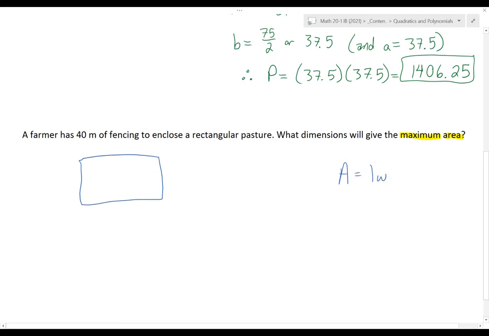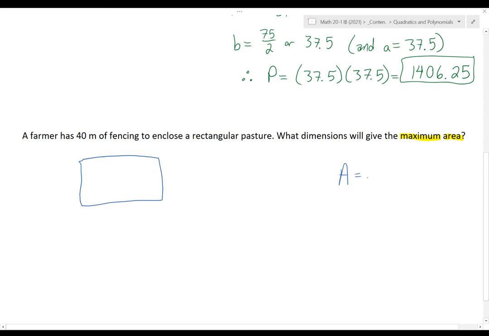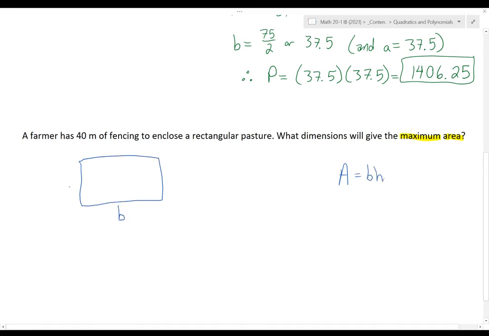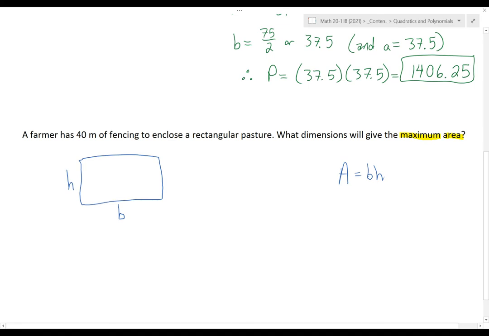We know that area is base times height, depending on how you want to show it. I'm actually going to use base and height because then my L doesn't look like a 1. In my rectangle, let's say that is B and that is H. I don't have to write a sentence defining these variables if I'm sketching them on a diagram. It's clear from my diagram now. B and H are the dimensions of a rectangle.